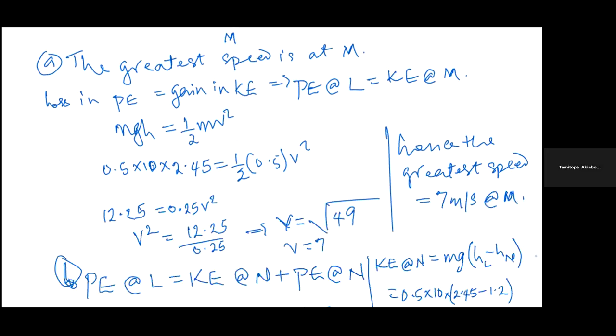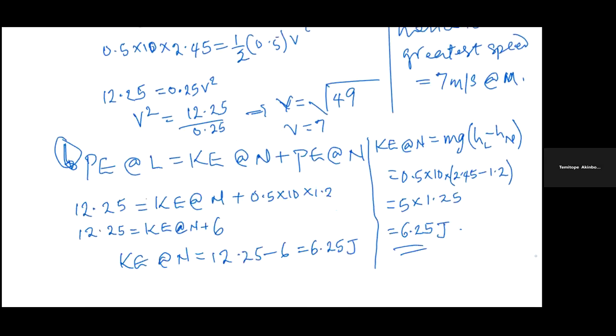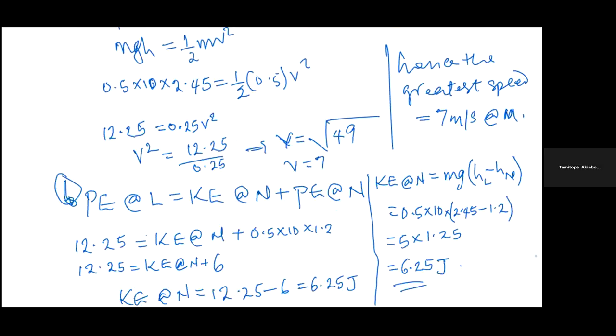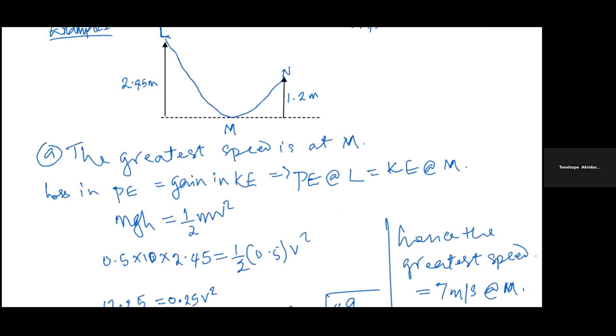Now, it moves from M to N. We obtain the speed to be 6.25. I mean, the kinetic energy to be 6.25. Now, while moving from M to N, there will be loss in kinetic energy because it's moving up. Hope that is clear. Now, you are projecting back from N to L to pass through M. According to the question, the particle is now projected from N with speed V along the surface towards M. Will it stop at M? No. It's going to pass through M. That's what it means.